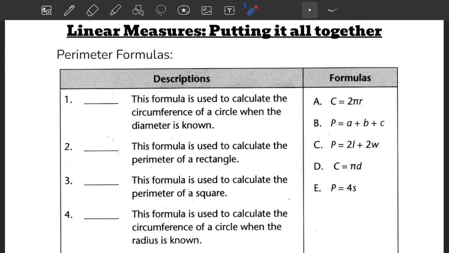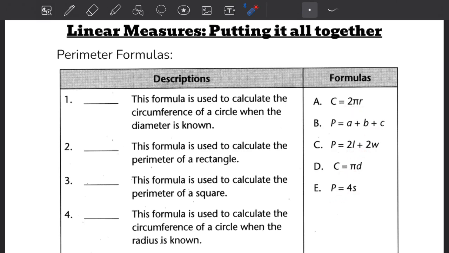The only thing you'll need to remember is that for any complex shape, make sure that you break it into simpler shapes first before you calculate its perimeter. And the second thing that you need to know is an understanding of perimeter formulas. Now, it's not enough to have these formulas memorized. You need to understand what each piece of each formula means.